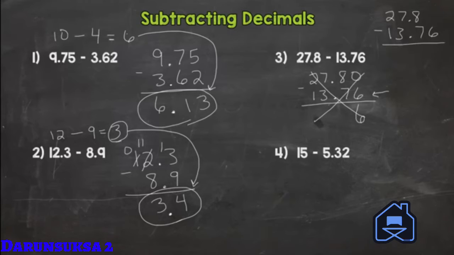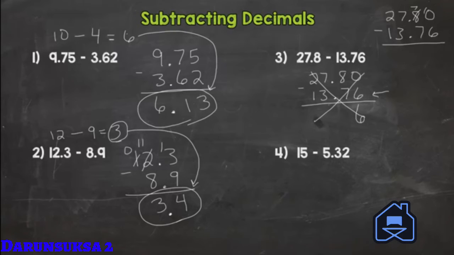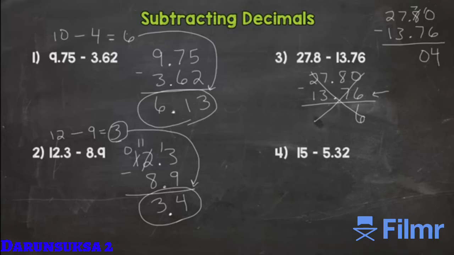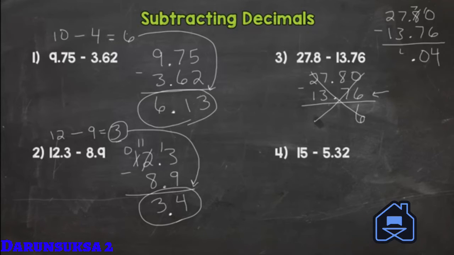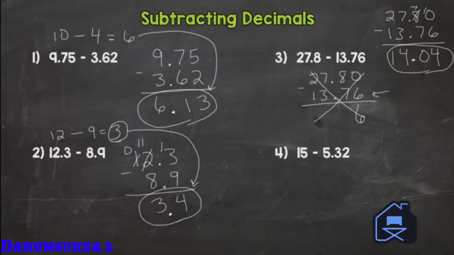I'm going to reline up here in the top right. I put my placeholder 0. 0 minus 6 is not 6. I need to borrow. I get a 10 here. 10 minus 6 is 4. 7 minus 7 is 0. Dot, dot, dot. Bring that decimal straight down. 7 minus 3 is 4. And 2 minus 1 is 1. And I get 14 and 4 hundredths.